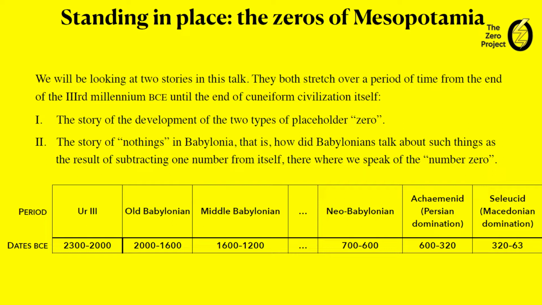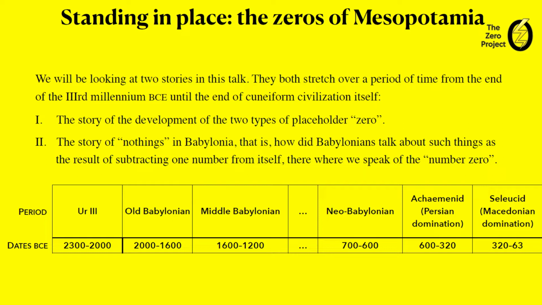So the zeros of Mesopotamia, we'll be looking at actually two different histories, two different stories in this talk. They both stretch over a long period of time, from the end of the 3rd millennium BCE until the end of cuneiform civilization itself in the 1st century CE. The story of the development of the two types of placeholder zero, there were already two zeros involved there at least, and the story of nothings in Babylonia, that is, how did Babylonians talk about such things as the result of subtracting one number from itself, where we speak of the number zero.